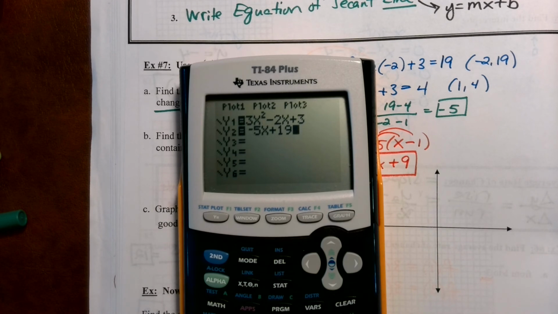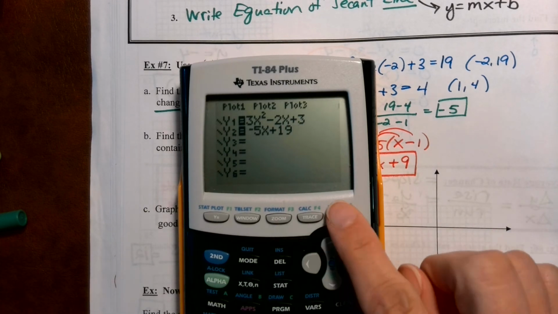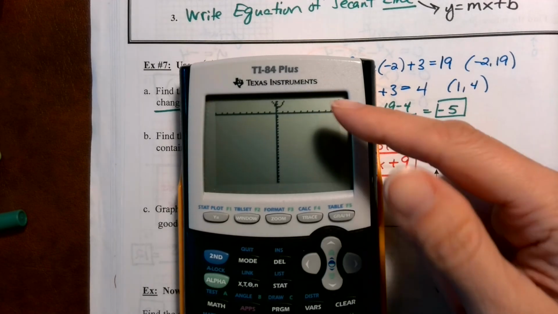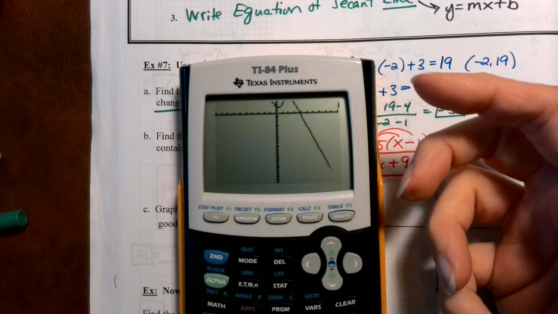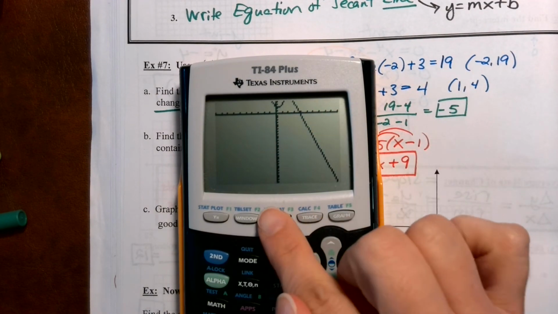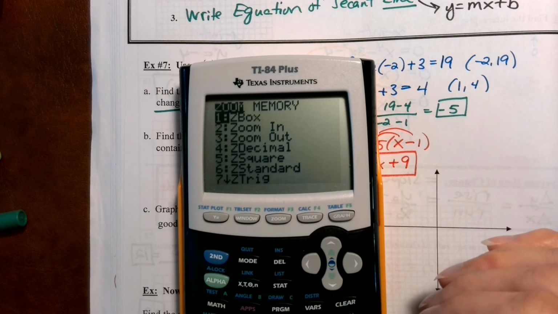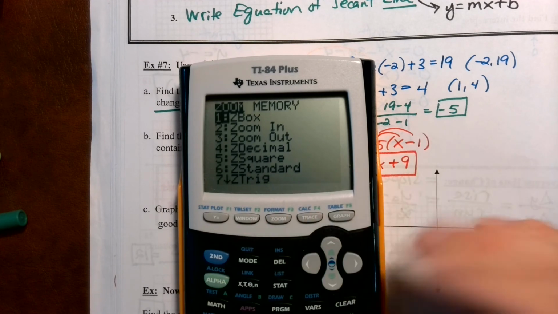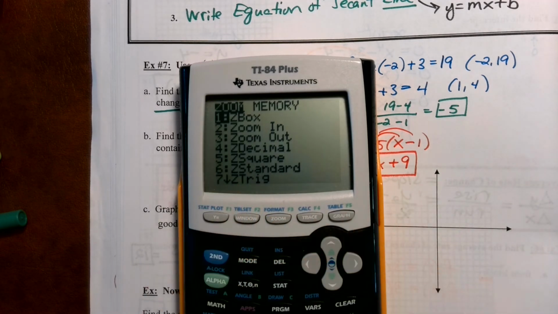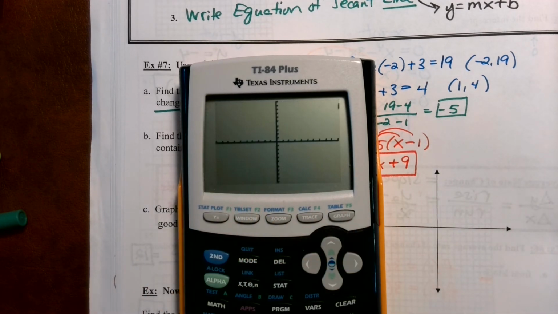Okay, the second thing we're going to do is get a good viewing window. So I'm going to go to graph. Oh, what is this? Oh, this is an icky window from a previous problem. Okay, this is not going to work. So I'm going to go to zoom, and I'm going to get the regular graph paper, 10 by 10. Do you remember which one that is? Okay, that's going to be number 6, standard.